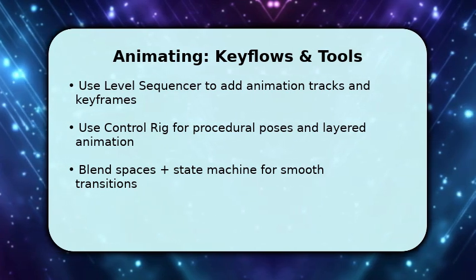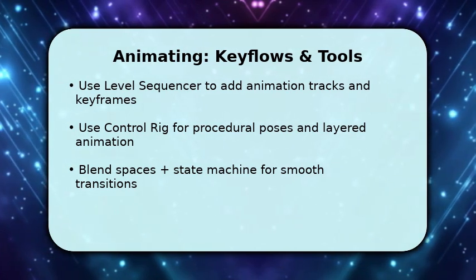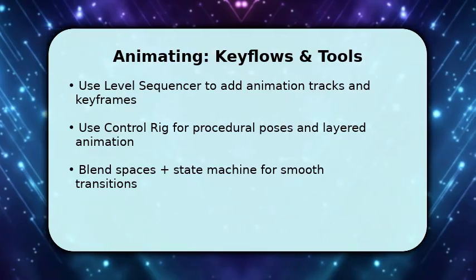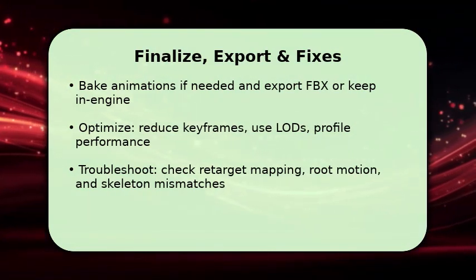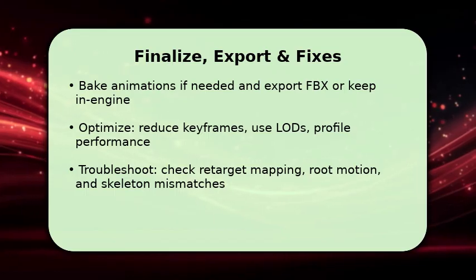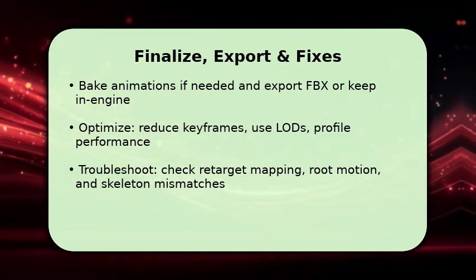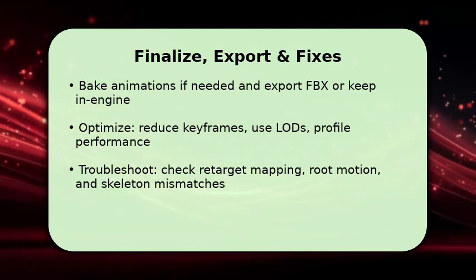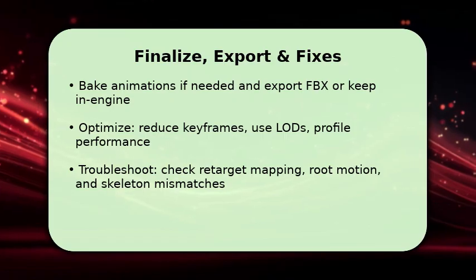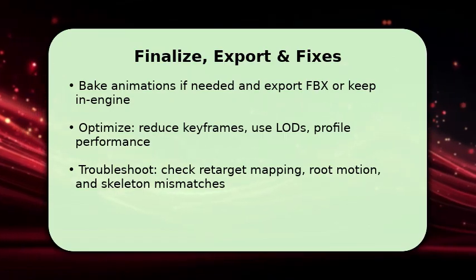You finish by baking or exporting your animation. Bake when combining procedural and keyframed motion, or export as FBX for external use. Then optimize, remove redundant keyframes, set proper LODs, and profile in-game to maintain FPS. Once exported, verify root motion settings and ensure orientation matches the target.